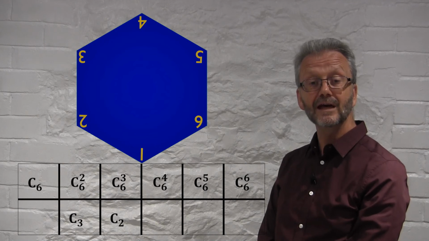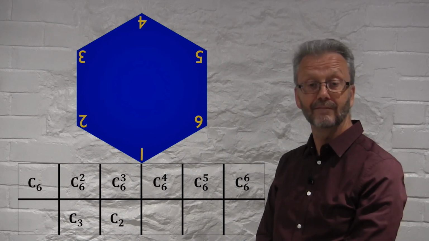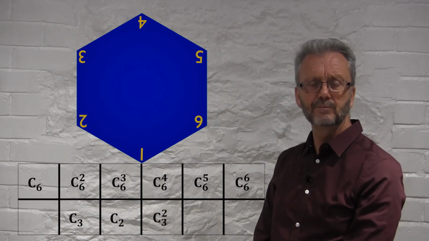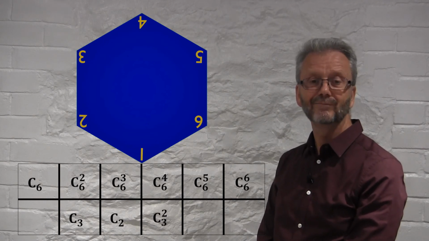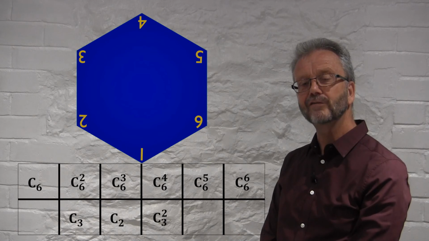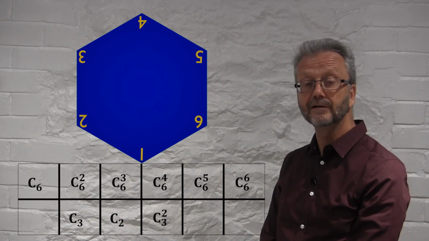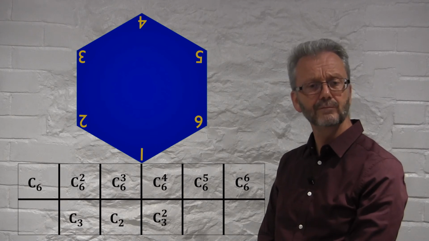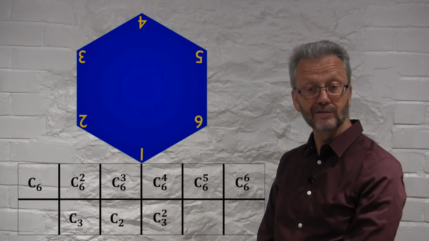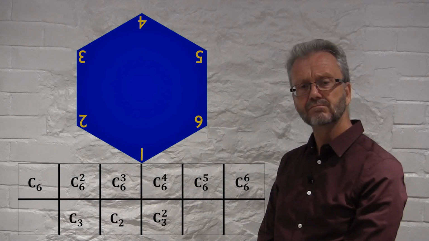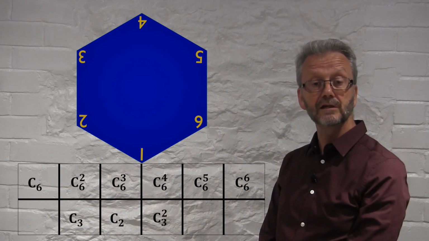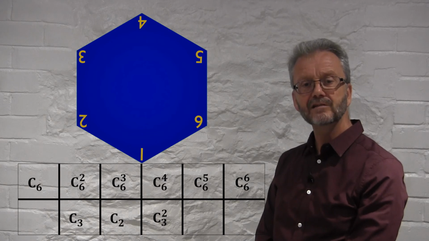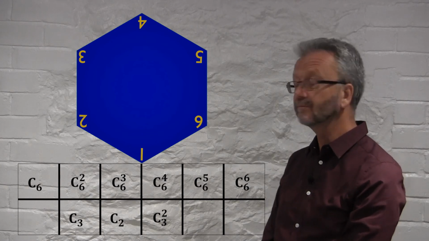C6⁴ is the same as C3². We can't simplify that any further, so it stays as C3². Please check for yourself, but C6⁵ can't be simplified. So the symbol for that symmetry operation stays as it is. That leaves us with C6⁶. Let's see how that affects the hexagon.